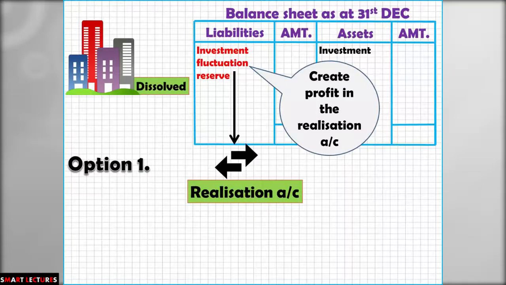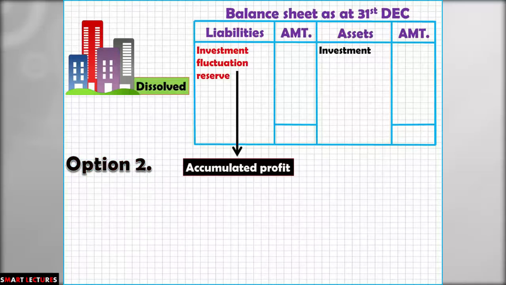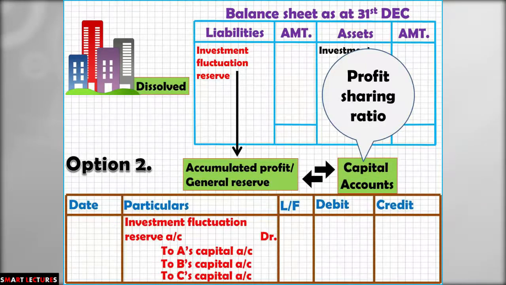And the second option is this investment fluctuation reserve can be treated as an accumulated profit, or it can be treated as general reserve and will be transferred to the capital accounts in the profit sharing ratio. So what will be the journal entry? Investment fluctuation reserve account debit to A's capital, to B's capital, to C's capital.